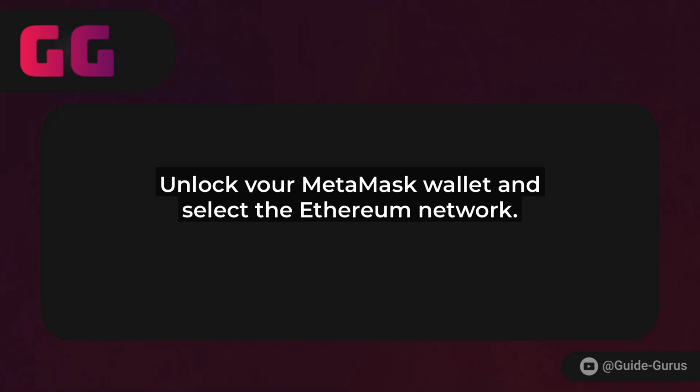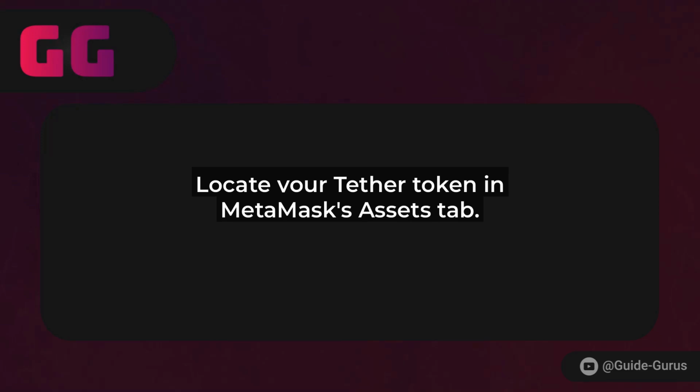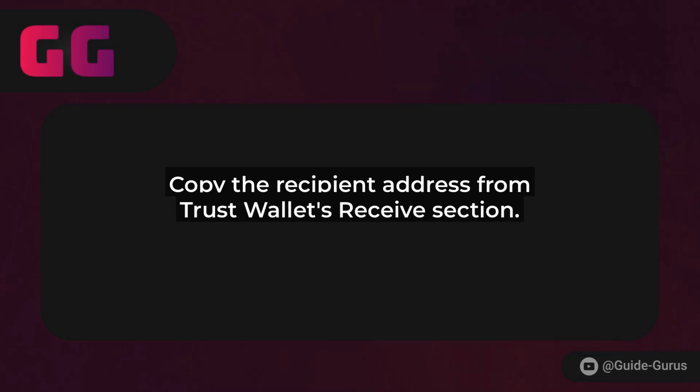Step 1. Open MetaMask in your browser and unlock your wallet using your password or seed phrase. Select the correct network, probably Ethereum, since that's where Tether is most commonly held. Step 2. In MetaMask, head over to the Assets tab and locate your Tether token. If you don't see it, you might need to add it manually by searching for USDT on the Ethereum network.